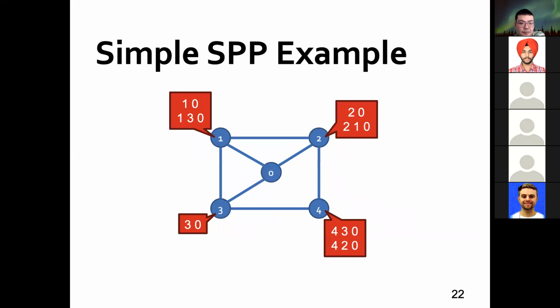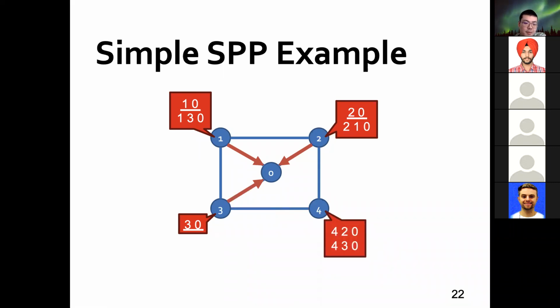Here we have a simple, ideal example. If 1 takes 10, then we choose this, 2 takes 20 or 3 takes 30, and 4 takes 430. It can all be satisfied. This is called a stable scenario, and we call it a good gadget.